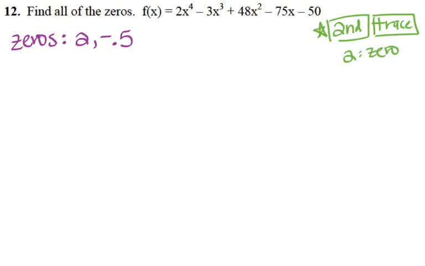So for this one you have two zeros because we're starting out with an x to the fourth and we need to break it down to a quadratic. So that means we have to do the synthetic division twice. I'm going to start with my 0 at 2. I'm going to list out my coefficients. So that's 2, negative 3, 48, negative 75, and negative 50.